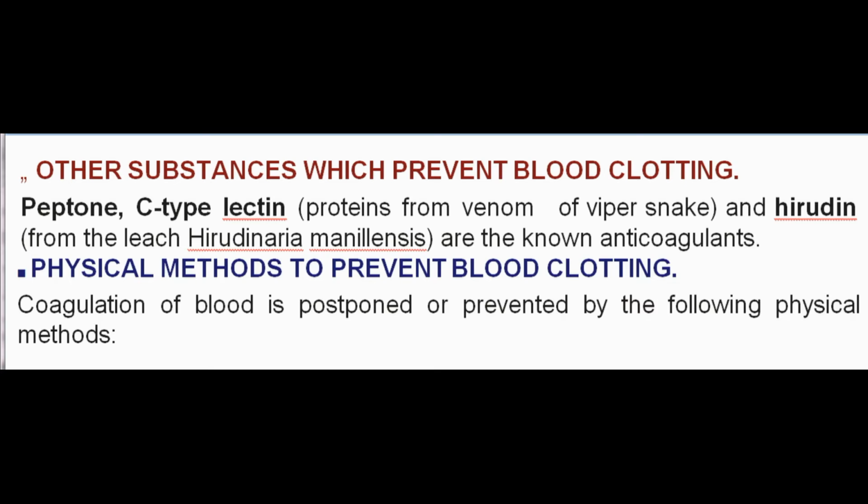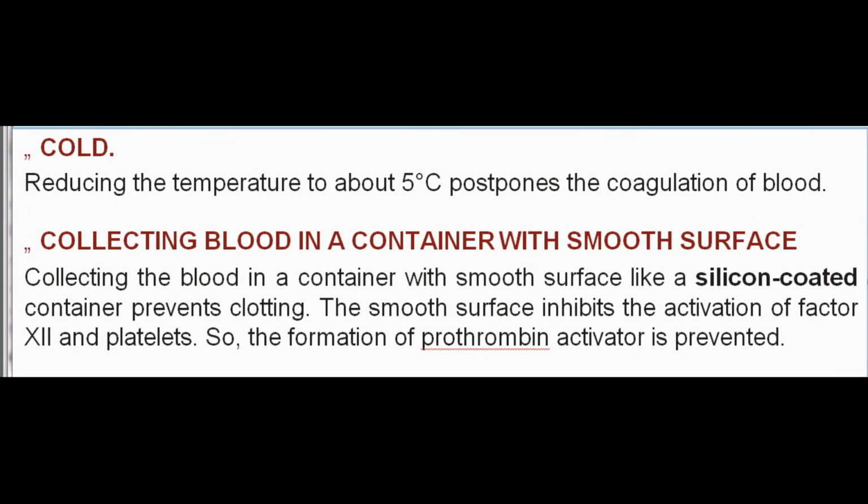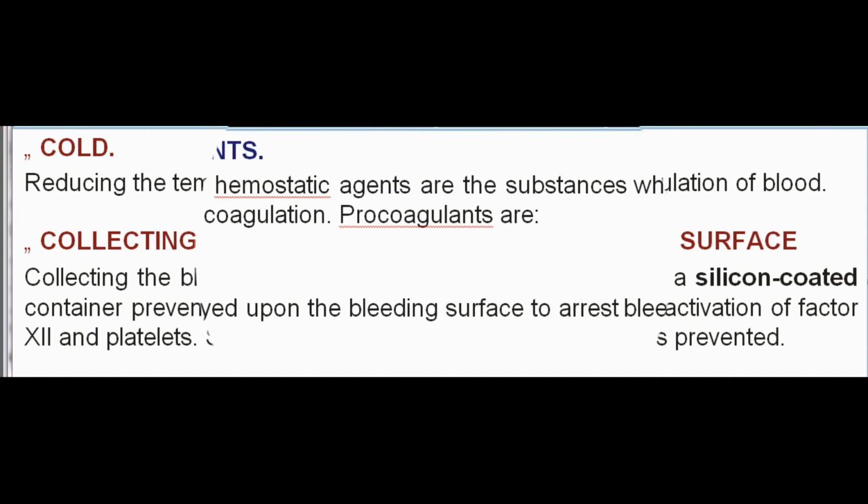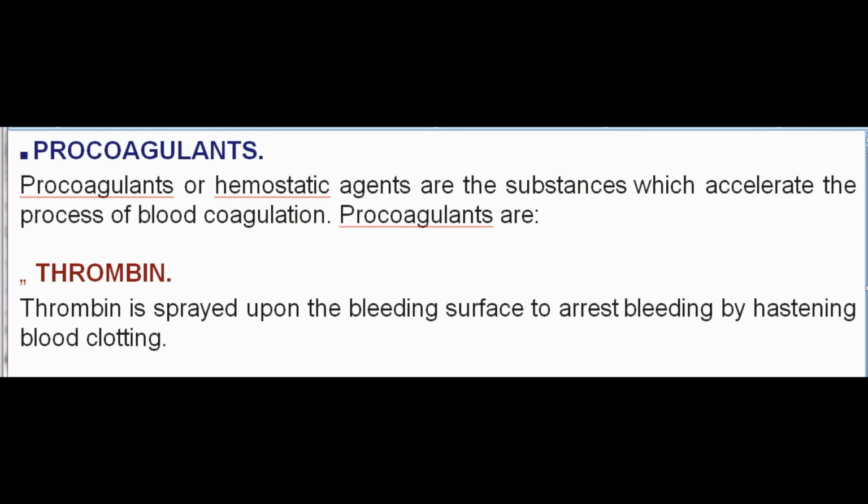Physical methods to prevent blood clotting. Coagulation of blood is postponed or prevented by the following physical methods: cold. Reducing the temperature to about 5 degrees Celsius postpones the coagulation of blood. Collecting blood in a container with smooth surface. Collecting the blood in a container with smooth surface like a silicon-coated container prevents clotting. The smooth surface inhibits the activation of factor XII and platelets. So, the formation of prothrombin activator is prevented.